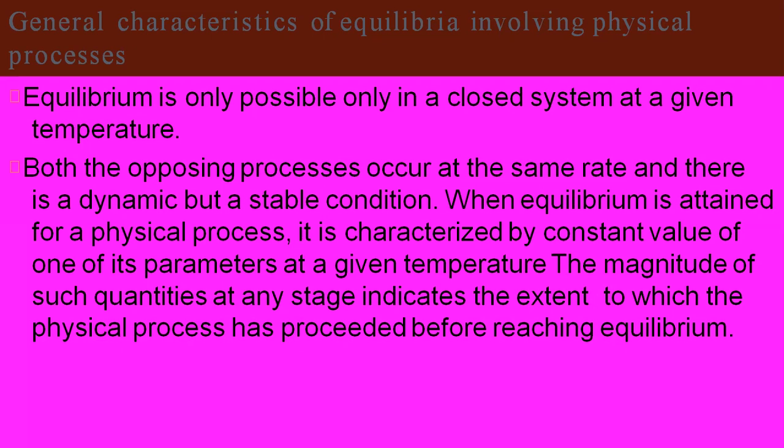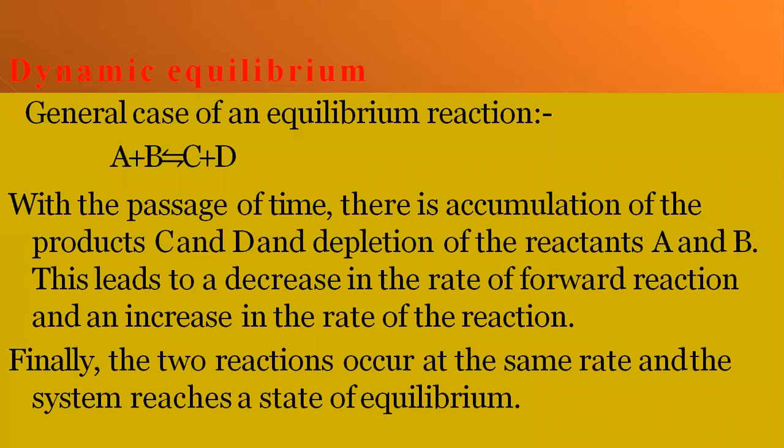So when equilibrium is attained for a physical process, it is characterized by a constant value of one of its parameters at a given temperature. The magnitude of such quantities at a given stage indicates the extent to which the physical process has proceeded before it reached equilibrium. Correct. So now we'll talk about dynamic equilibrium. Previously, we started with what dynamic equilibrium is, how it gets established, and how it gets changed. So let's talk about dynamic equilibrium now.